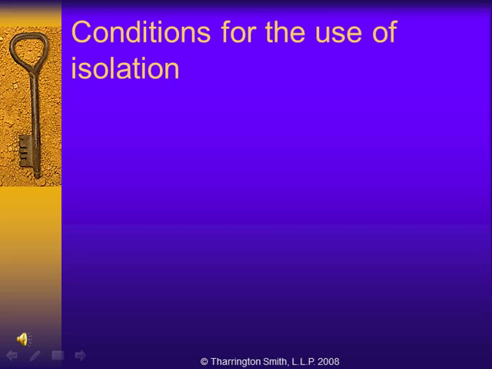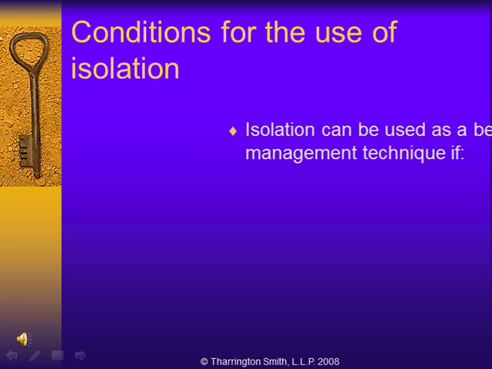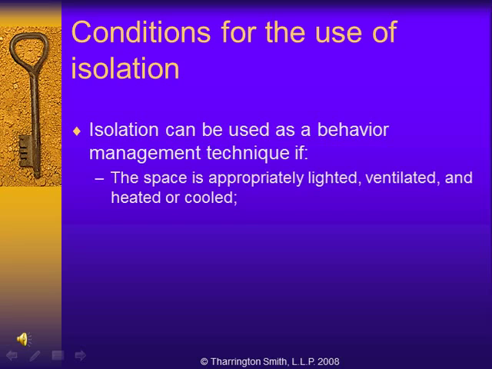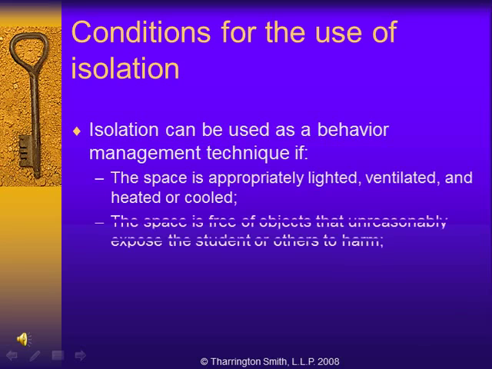State law places 4 limitations on an employee's ability to use isolation as a behavior management technique with students. First, the space where a student is placed must be appropriately lighted, ventilated, and heated or cooled. And second, the space must be free of objects that expose the student or others to an unreasonable risk of harm. In other words, the space where a student is placed in isolation must be safe and reasonably comfortable, without objects that the student could use to hurt himself or others.